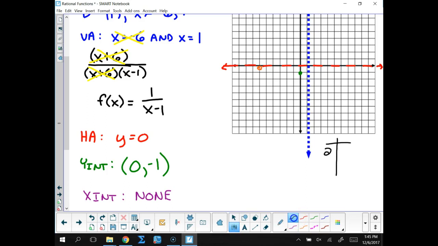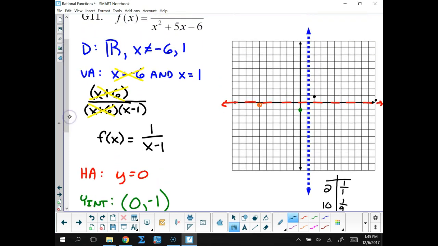So we should try 2. That's going to give me 1 over 1. And we should probably do 10. That's going to give me 1 over 9. Yes? Okay. All right.